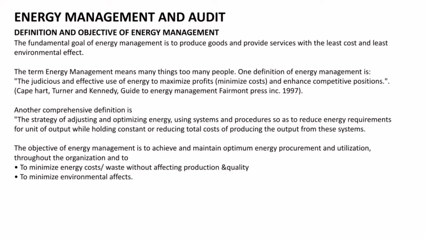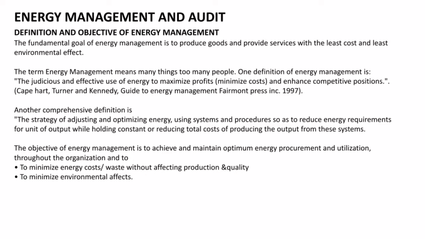of energy business. Another comprehensive definition is the strategy of adjusting and optimizing energy using systems and procedures so as to reduce energy requirements per unit of output while holding constant or reducing total cost of producing the output from these systems, which means we will be reducing the energy requirements for the unit. That means the energy required to produce unit energy of required form should be constant or should be less than the previous value. Thereby we can make a profit out of it.